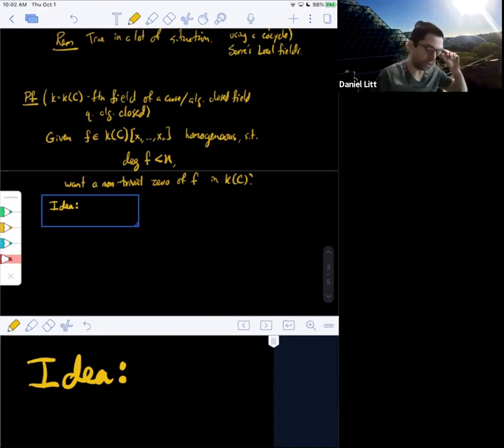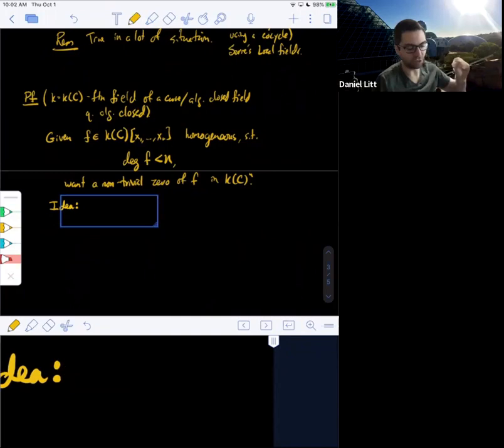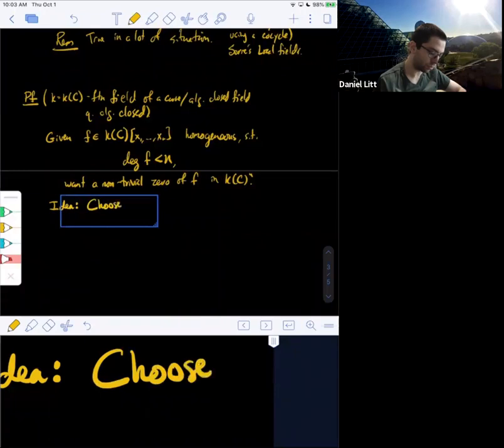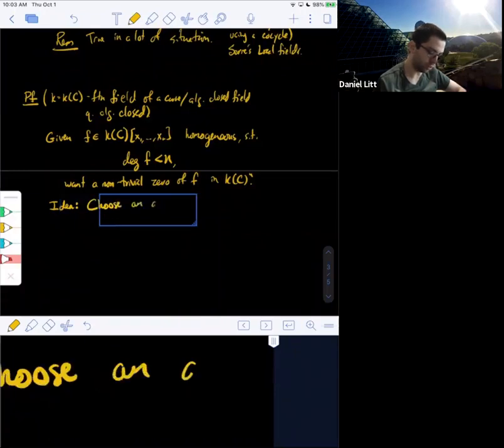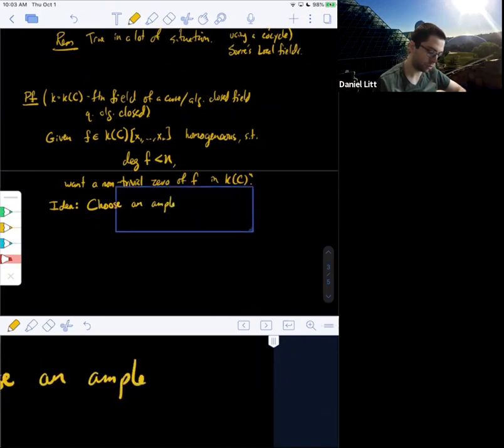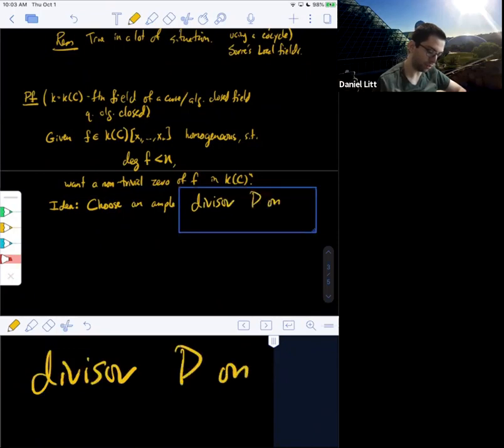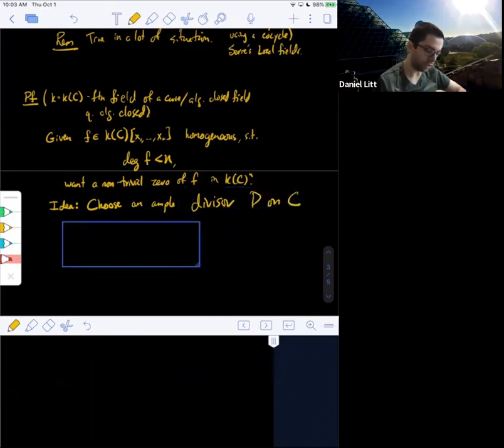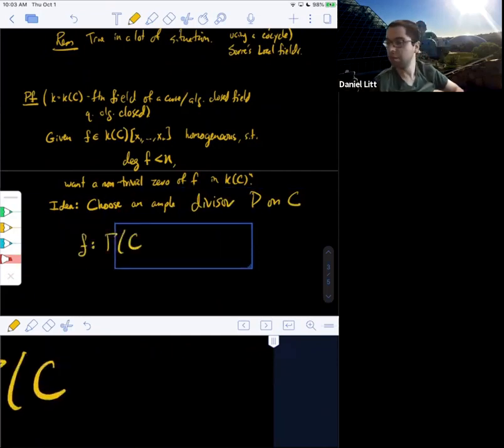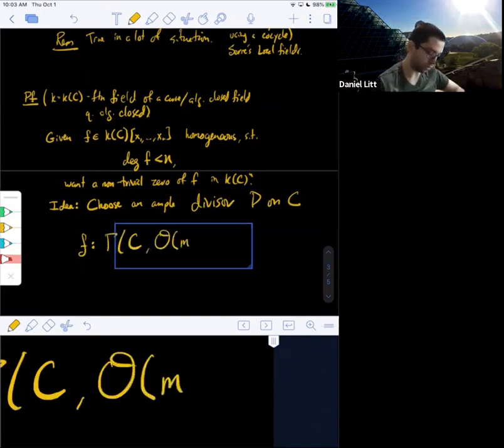So what we're going to do is study functions on C, the subset of K of C consisting of functions with bounded poles. In other words, sections of line bundles on C. So we're going to choose an ample divisor D on C, and we're going to consider f as a function on the global sections of C with coefficients in O of MD.